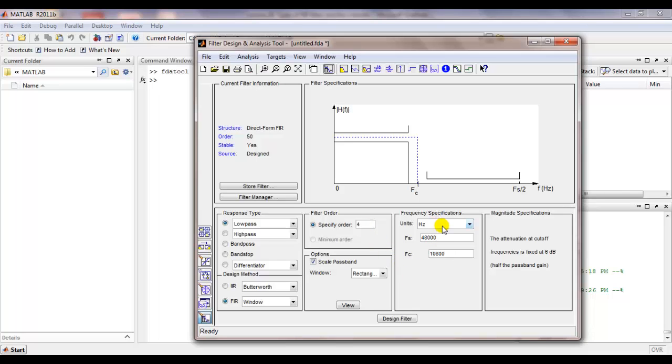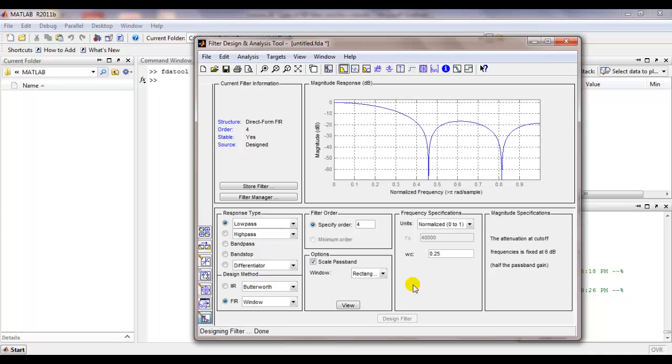MATLAB actually can design your filter in both continuous time and discrete time. I'm right now going to focus on discrete time. It's normalized, so instead of minus pi to pi, it makes the frequency response symmetric. So it's only asking for a cutoff between 0 to pi, and it's just asking for the multiple that goes with pi. So when I say omega c equal to 0.25, that is effectively 0.25 pi, okay? And then I just do the design filter.